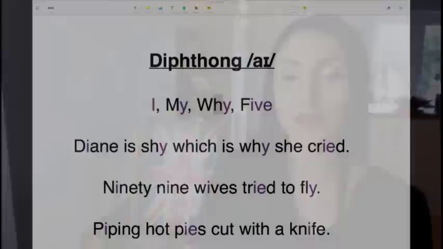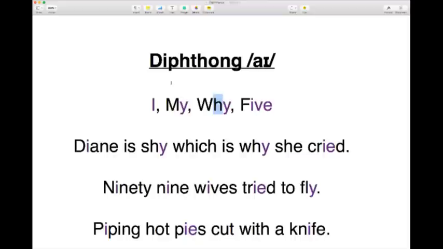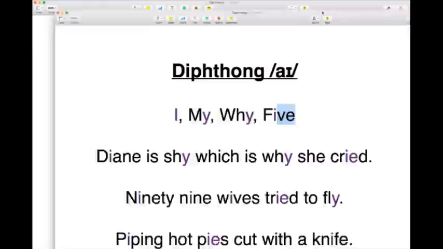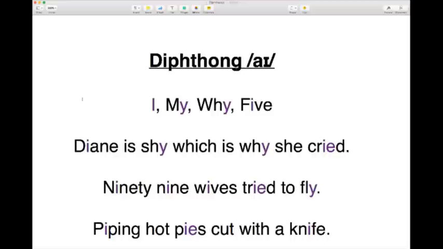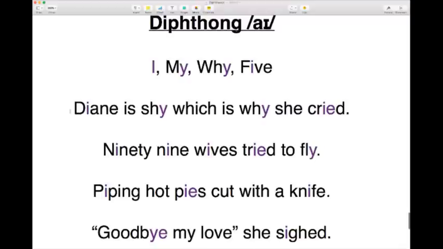We're covering the diphthong I. So we've done I, my, why, and then the number 5. Oh, look, I made a mistake here. Let's change that to black. 5. I have 5 children. I mean, I don't really, but you could say that. I have 5 parrots. I have 5 dogs. Today I ate 5 donuts. Naughty, naughty. Okay, so let's look at our first sentence with the I sound in mind.